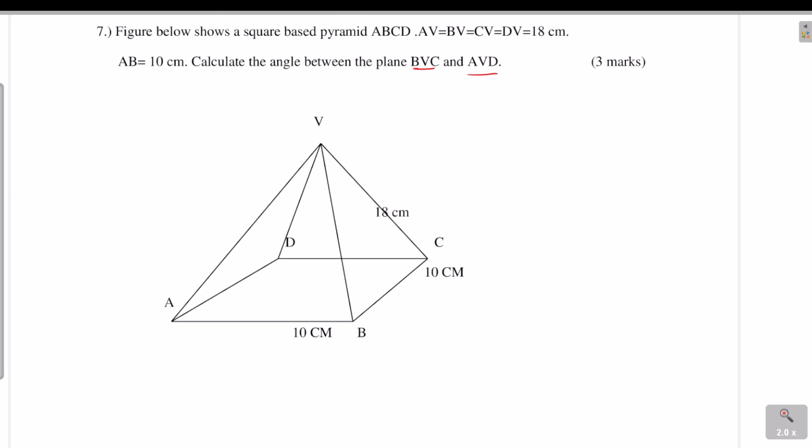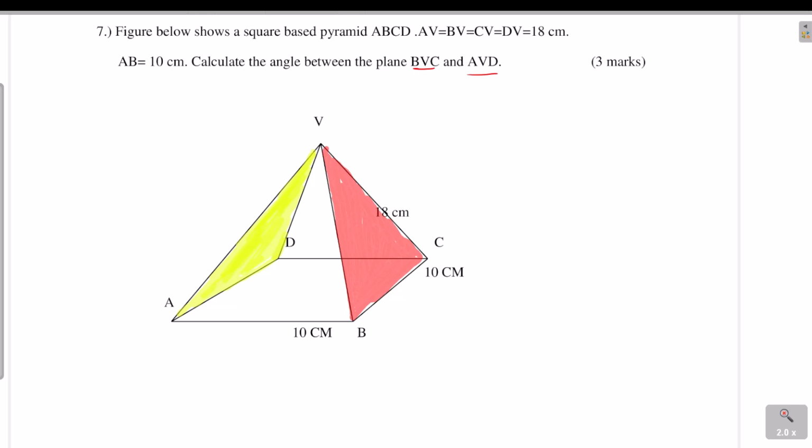So let us first identify the planes. Plane BVC is this one. So this is the BVC. So there is the plane BVC. Then we have another plane that is AVD. Plane AVD is this one. So you're supposed to calculate the angle between those two planes.